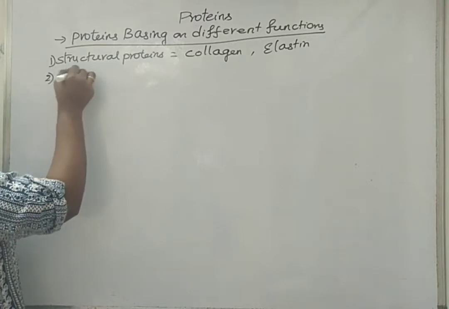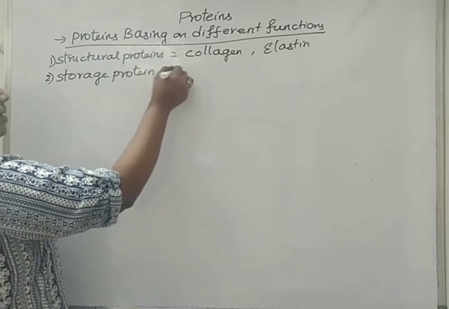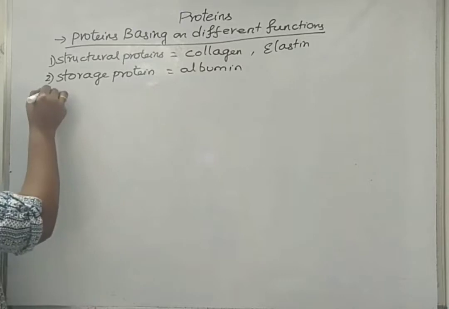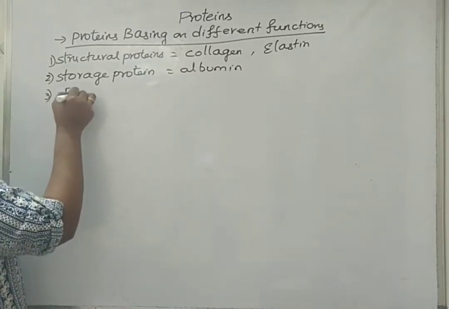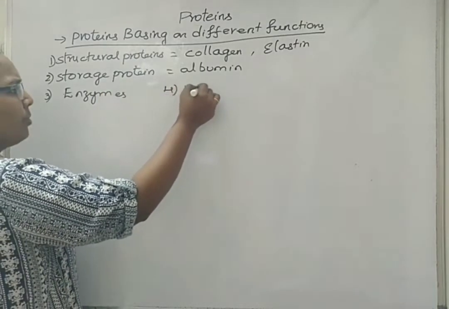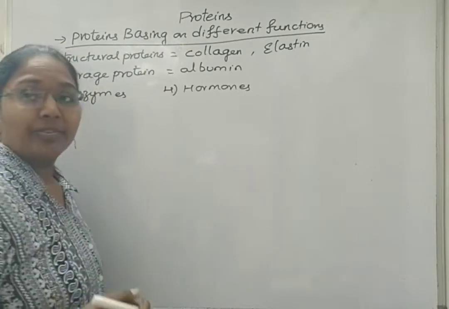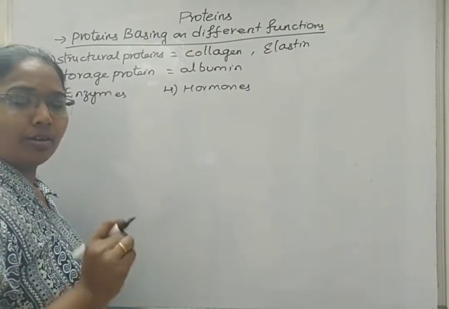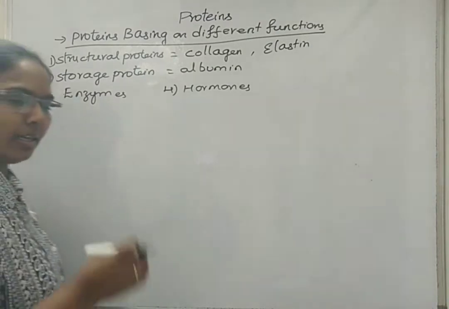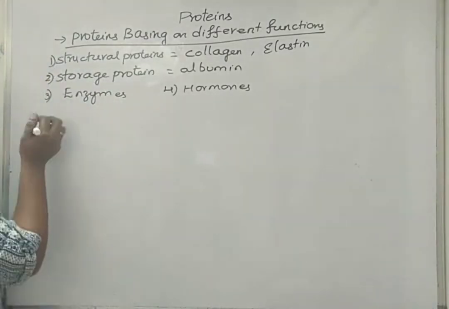Second, storage protein. Here we can give an example like albumin. Third one, enzyme forms. Fourth one, hormones. These enzymes and hormones are framed out from the tertiary structure of protein synthesis. When protein is getting synthesized, at the tertiary structure, these are deviated into enzymes and hormones.